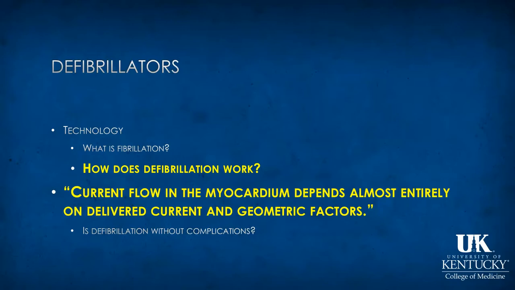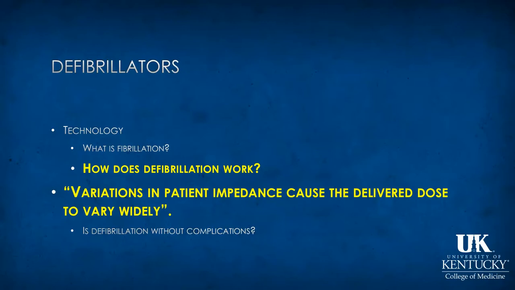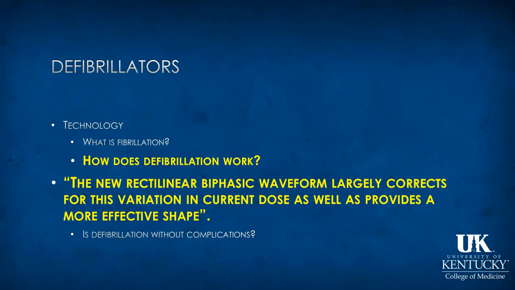Now, current flow in the myocardium depends almost entirely on delivered current and, quotes, geometric factors. And it's stated that there are wide variations in patient impedance affecting the delivered dose. So while we set the defibrillator at a certain number, the actual delivered dose could be quite different between patients.